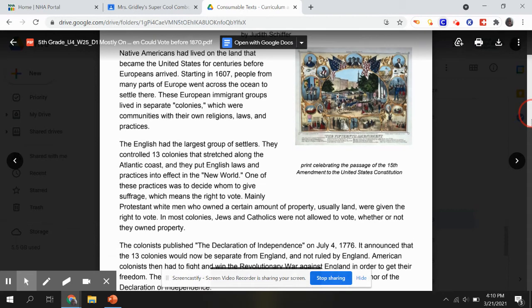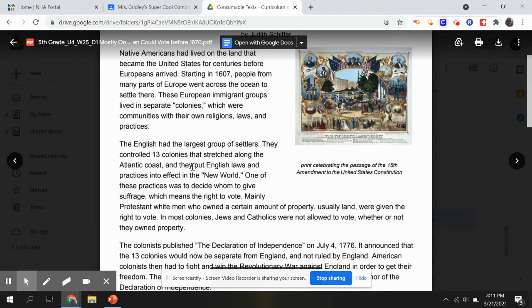They controlled 13 colonies that stretched along the Atlantic coast, and they put English laws and practices into effect in the New World. One of these practices was to decide whom to give suffrage, which means the right to vote. Mainly Protestant white men who owned a certain amount of property, usually land, were given the right to vote. In most colonies, Jews and Catholics were not allowed to vote, whether or not they owned property.